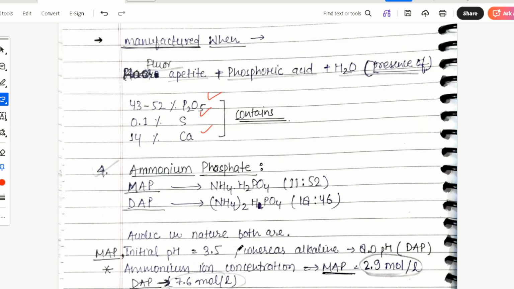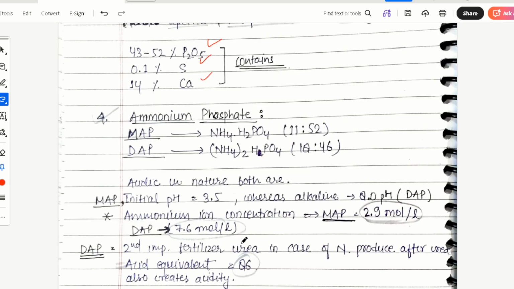And the next one is ammonium phosphate, which is known as MAP, and the second one is DAP. NH4H2PO4 is your MAP, in which 11% is nitrogen content and 52% is phosphorus P2O5. And the second one is DAP, whose formula is (NH4)2HPO4, in which 18% nitrogen and 46% is your P2O5.